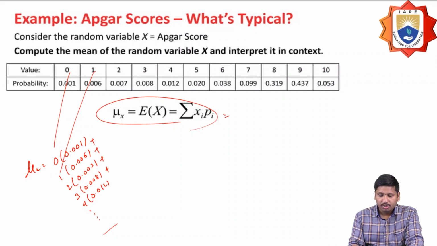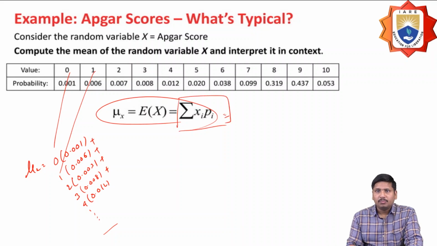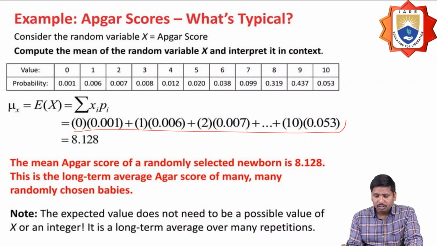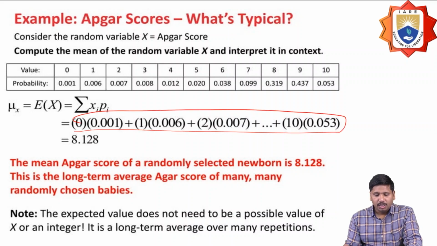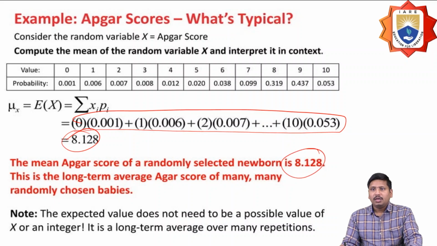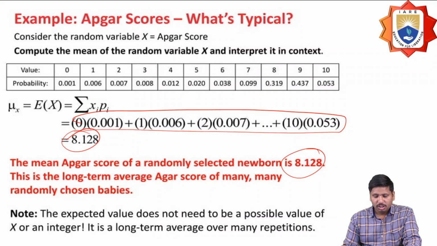Based on the equation I mentioned, the sum of the xi times pi values, if I write all these values here, I get the mean value. So what is this mean value? The mean value is that a randomly chosen score is 8.128. This is the long-term average of the score of many randomly chosen babies.